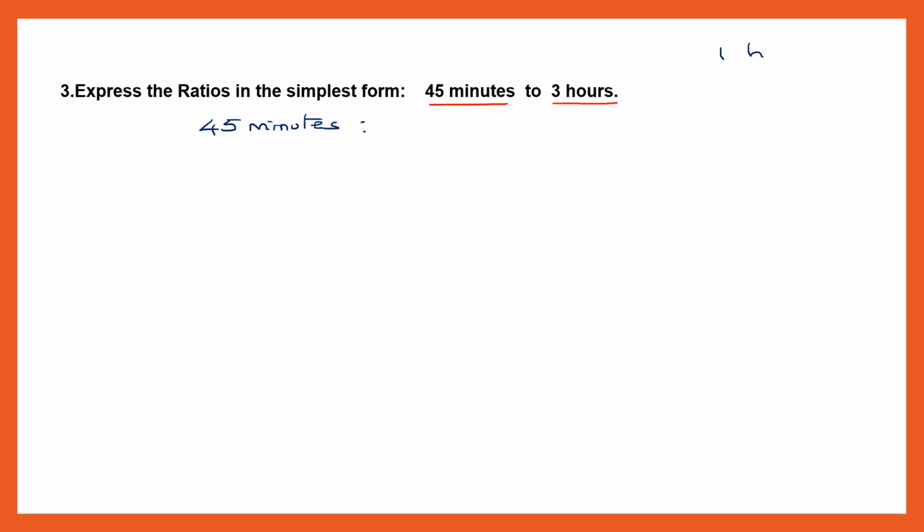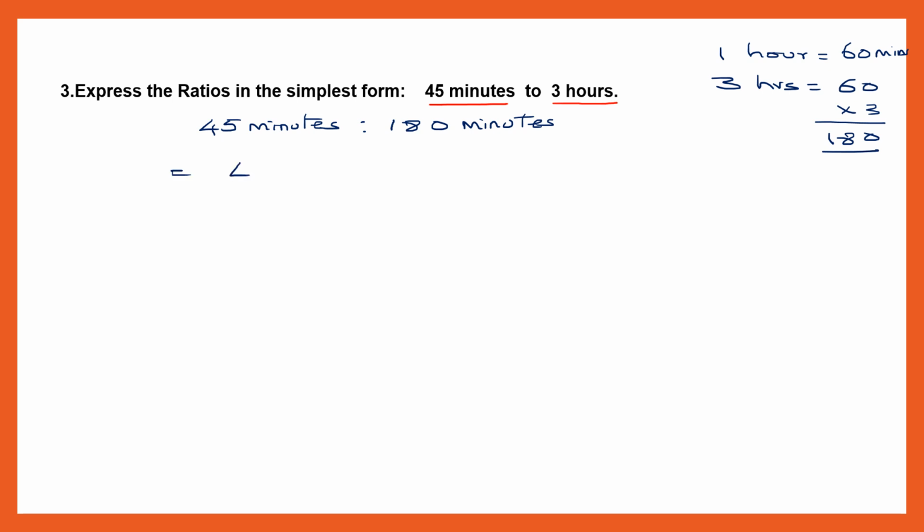So we know that in 1 hour we have 60 minutes, isn't it? So in 3 hours it will be 60 into 3. 3 zeros are 0, 6 threes are 18. We have 180 minutes. Now we are going to write this as a fraction. So this will be 45 by 180. Now we're going to reduce it to the simplest form.